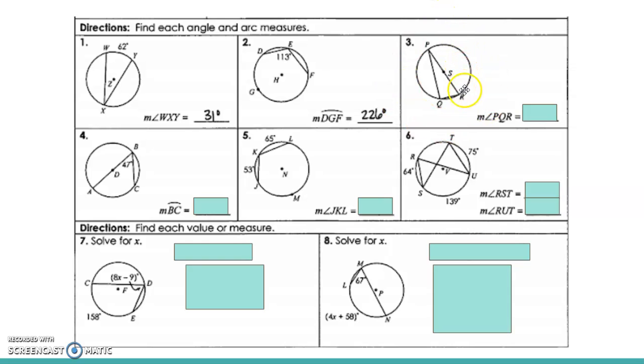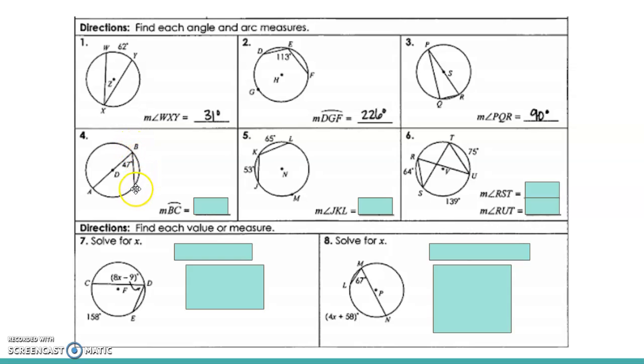Number 3 is an example where I'm going through my diameter. So when I'm going through my diameter, if I'm looking at angle PQR, that means it's 90 degrees. It would also work if we didn't remember that because P to R is 180 and half of that gives us that 90. Or we're finding the arc of BC.